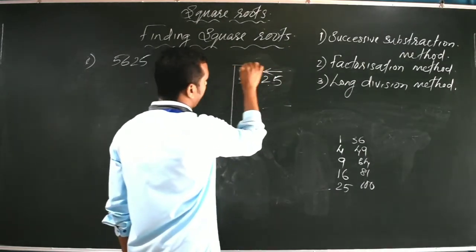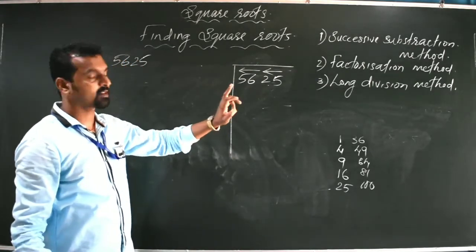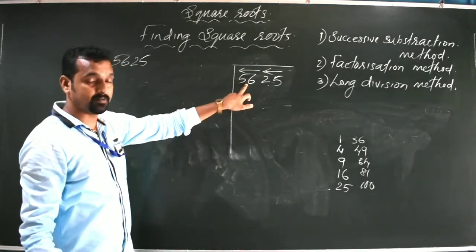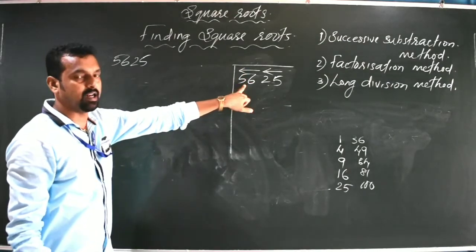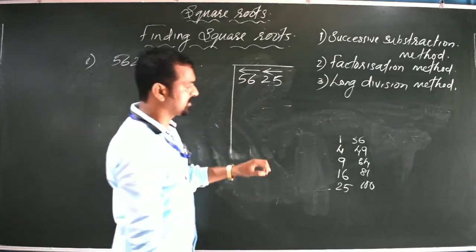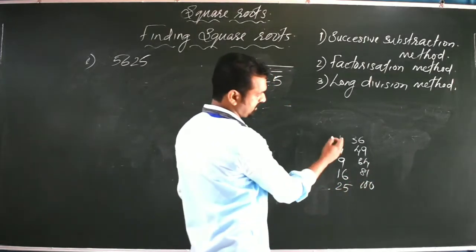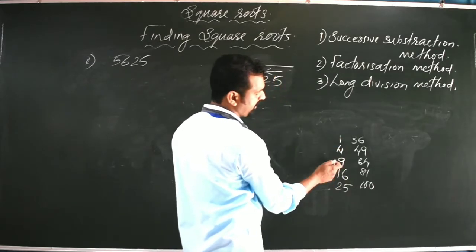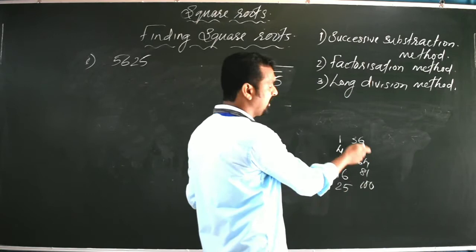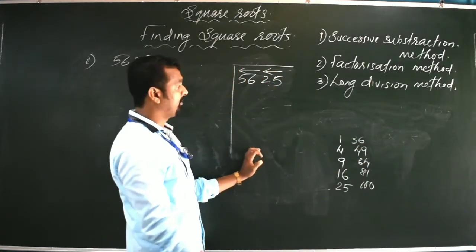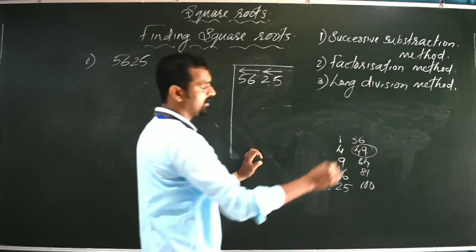Now find out a perfect square less than or equal to the first pair. In this case, the first pair is 56. So we have to find out a perfect square less than or equal to 56. Which one is the perfect square less than or equal to 56? All the perfect squares up to 100 are here: 1, 4, 9, 16, 25, 36, 49, 64, 81 and 100. These are the perfect squares. A perfect square less than or equal to 56, that is 49.